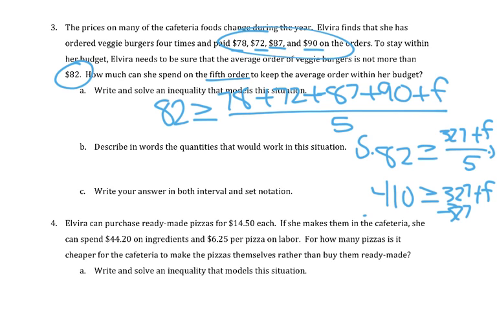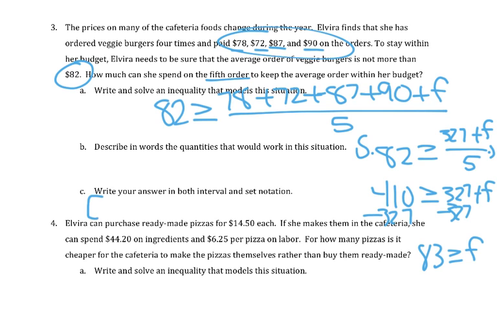Subtract 327. I get 410 minus 327, and that gives me 83 is greater than or equal to F. So we have to spend less than or equal to $83. Now in words, what quantities would work? Any number less than 83, probably between 0 and 83, because it doesn't make sense to have a negative.